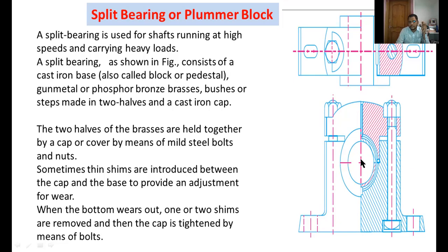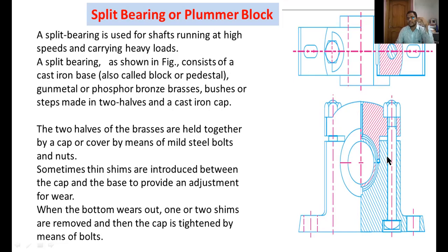The two halves of the brasses are held together by a cap or cover by means of mild steel bolts and nuts. These are the bolts. This is a nut. Here we are using two nuts, and this one is called the bolt. Here we are using two bolts and nuts.